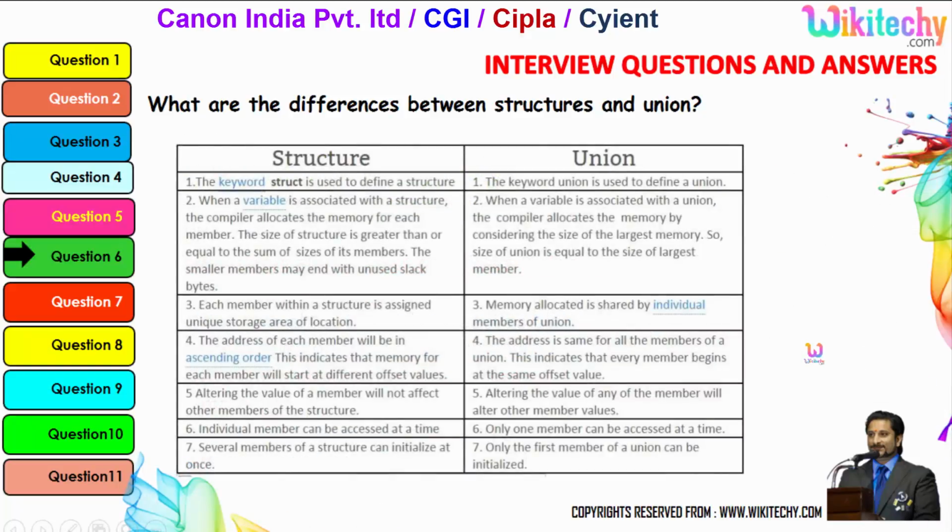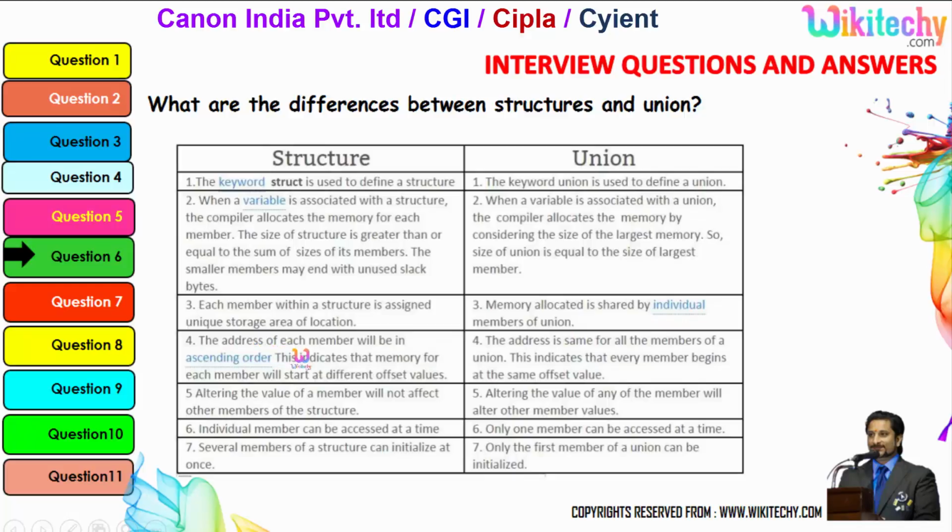So here are the quick definitions between structure and union. The keyword struct is used for structure, the keyword union is used for union. The size of a structure is greater than or equal to the sum of the sizes of its members. Over here, the size of the largest member is considered, so the size of a union is equal to the size of the largest member. Each member within a structure is assigned a unique storage location. The memory allocated is shared by the individual members of a union.